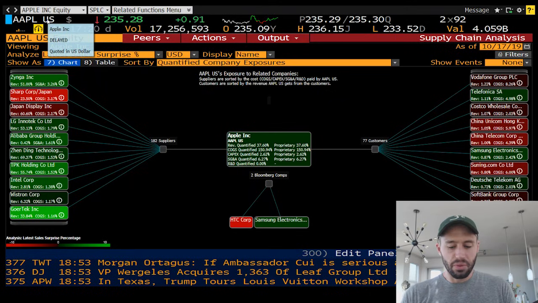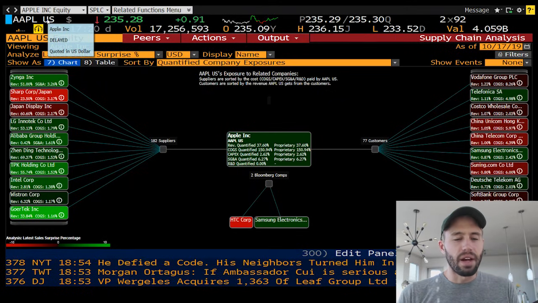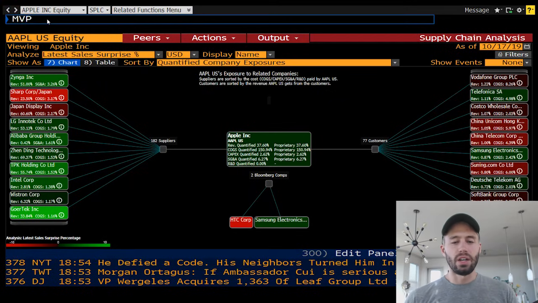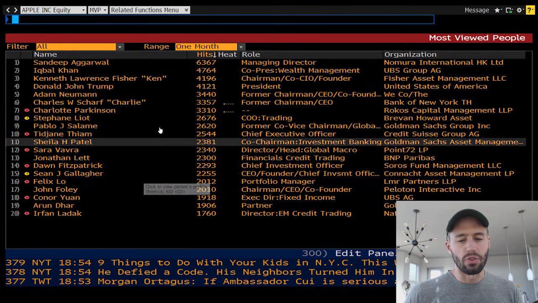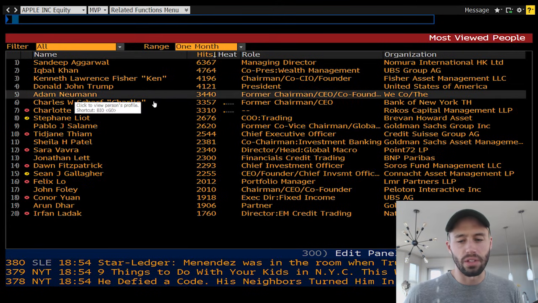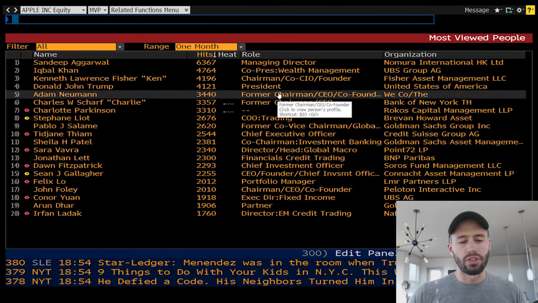Now I want to get into some of the interesting non-markets related functions that exist in Bloomberg, and that's kind of quirky and weird. But the first one is MVP. And so MVP is a place you can see who's getting hits within the Bloomberg terminal. And these are guys that are usually big in the news, like Adam Neumann, the former chairman, CEO, co-founder of WeWork. And then you got Ken Fisher, Trump.